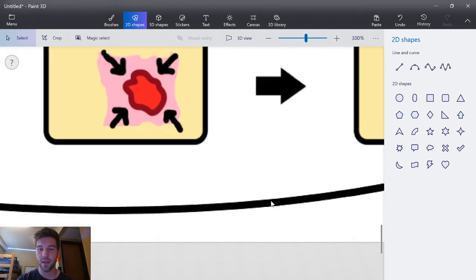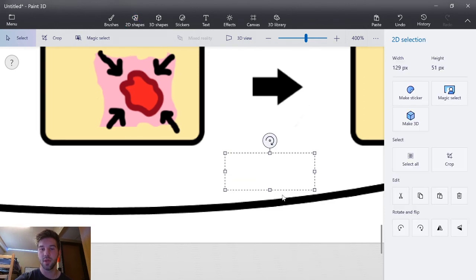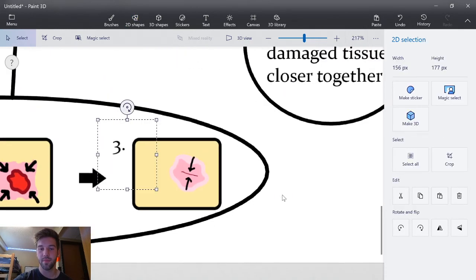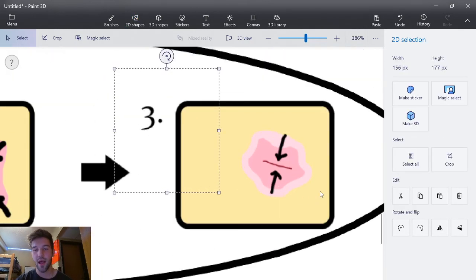And then finally, three. All right, three, that red line is representing the wound being closed, and the pink is representing just the scar tissue that's left over from this whole process. So yeah, pretty easy, pretty common knowledge. But yeah, wound contraction.